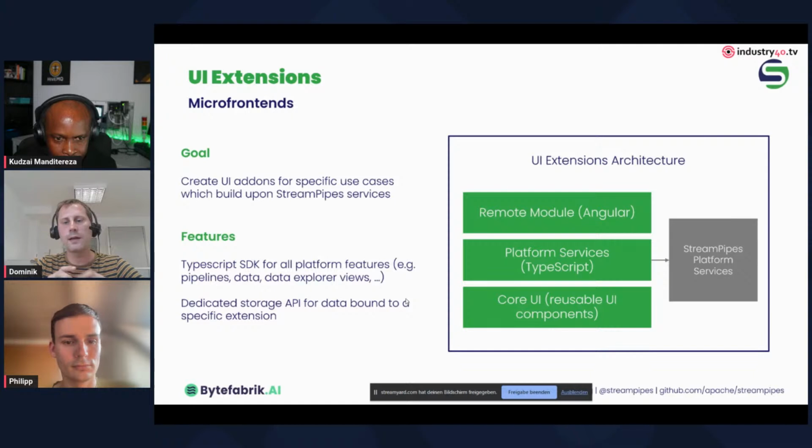We also provide some reusable UI components, so that you can ensure that the look and feel of your own custom user interface extension looks like the rest of StreamPipes. And there's also a dedicated storage API. In case your own user interface extension requires some storage for storing user settings, you get access to your own user storage space in the API to store and retrieve such settings.